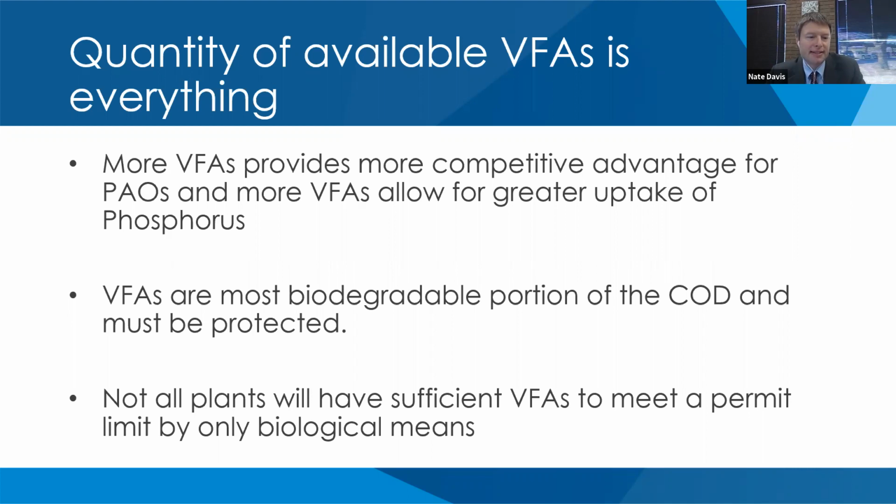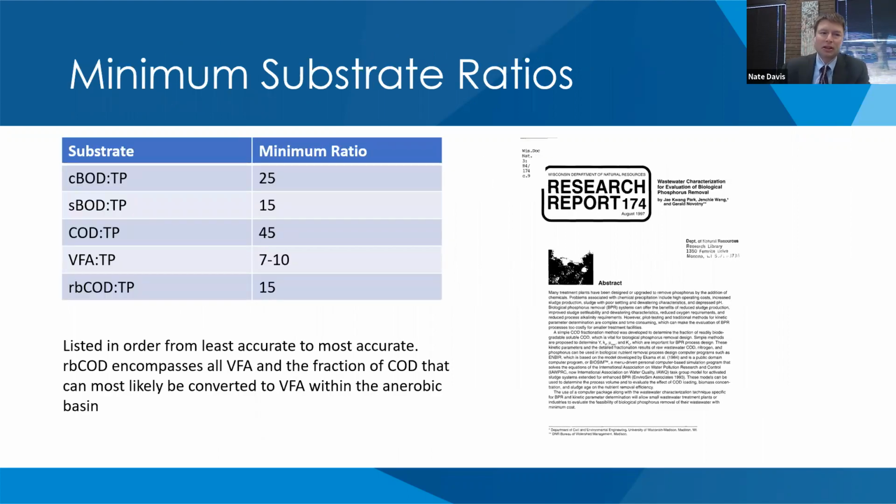And it's important to recognize that not all plants are going to have sufficient volatile fatty acids in their influent to meet a permit limit by biological means, or at least solely by biological means. So when we're designing these facilities and making decisions on how to meet these permit limits, we need to look very carefully at your influent substrate. And this is actually a table I borrowed from the WEF manual of practice on nutrient removal.